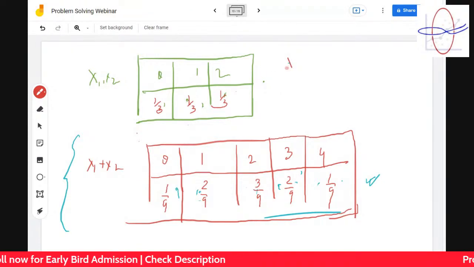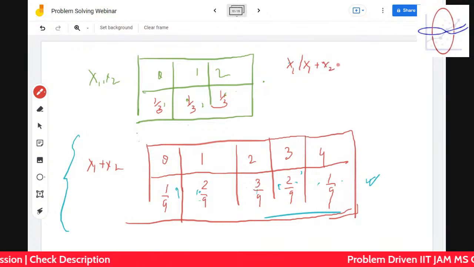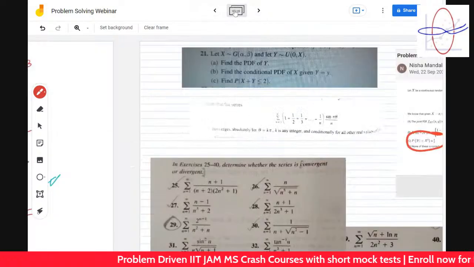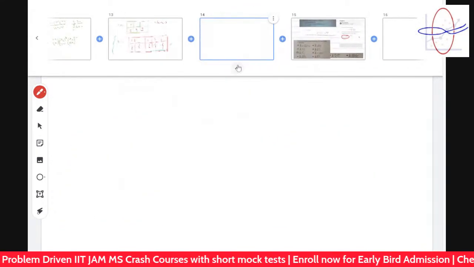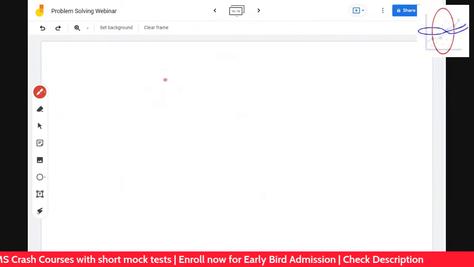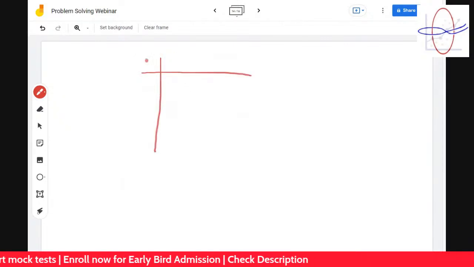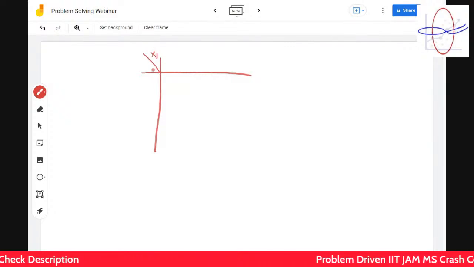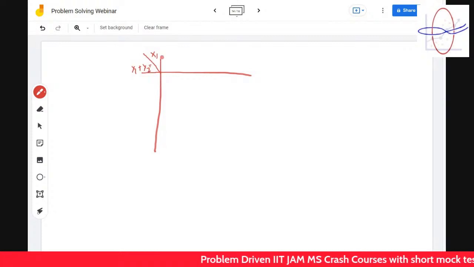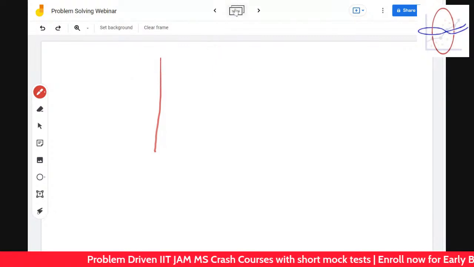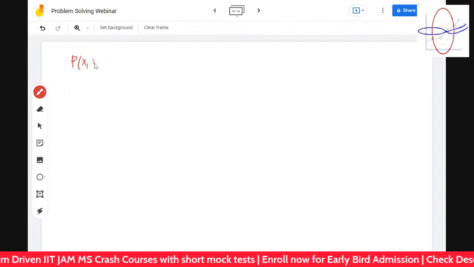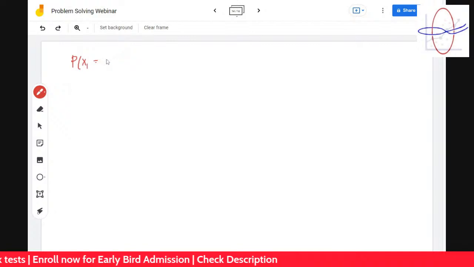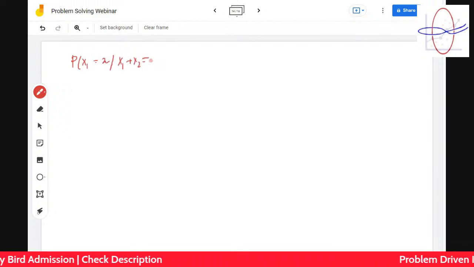So let's calculate x1 given x1 plus x2 is equal to 3. So how do you calculate this? So let's draw a table. This table is super important. So understand this. So we are trying to calculate this. Probability x1 is equal to x and x2 is equal to n given x1 plus x2 is equal to, let's say, 3. Let's consider this 3.